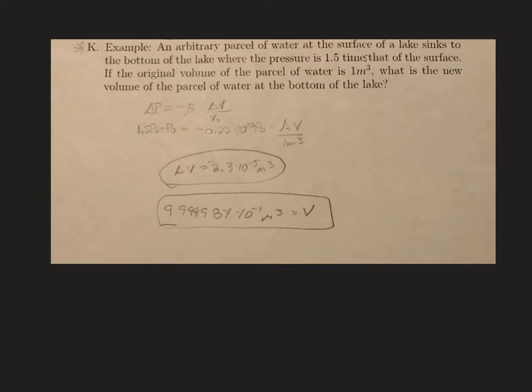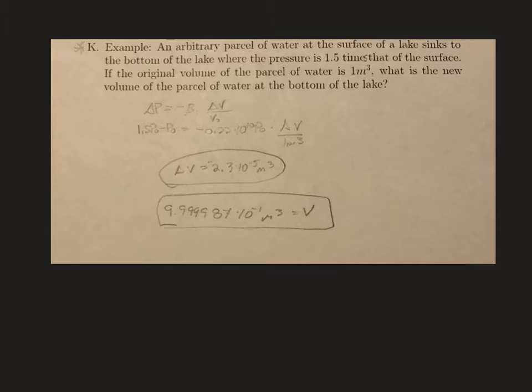In this example problem, we find that there's an arbitrary parcel of water at the surface of a lake, which then sinks to the bottom of the lake where the pressure is 1.5 times that of the surface. If the original volume of the parcel of water is 1 meter cubed, what is the new volume of the parcel of water at the bottom of the lake?